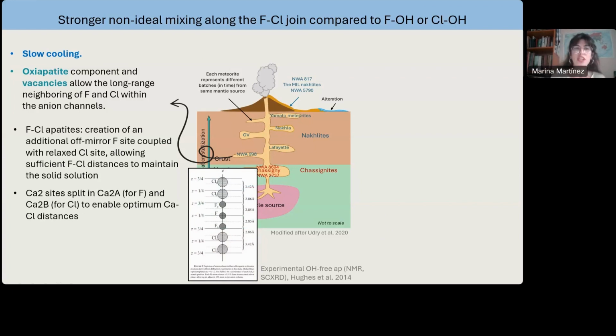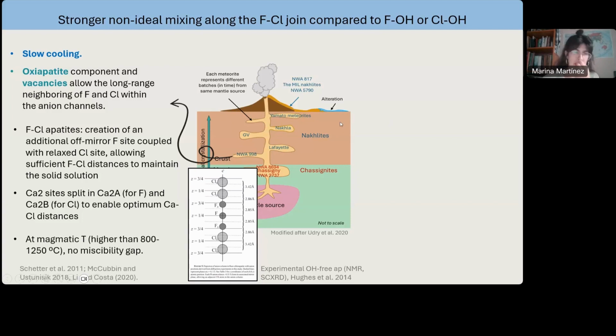So for fluorine-chlorine apatites, there's the creation of an additional off-mirror fluorine site that's coupled with a relaxed chlorine site, allowing sufficient fluorine-chlorine distances to maintain the solid solution. And we also have this calcium 2 site that splits into two different calciums, one for chlorine, one for fluorine. And so this was the first time that we observed this in a natural ternary apatite.